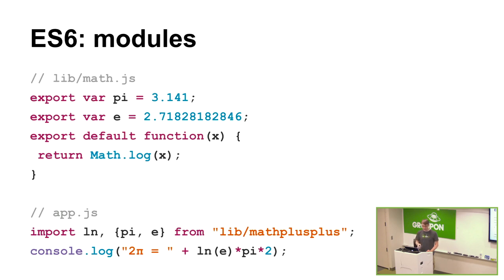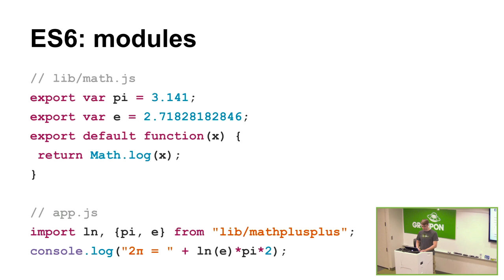This math module is exporting pi, e, and the default export is just an anonymous function, so that when we import it, if we say import ln from libmath, then we are getting the default value. If we use the curlies, we say we want specific values, and the specific values that were also exported were pi and e, so we want those.